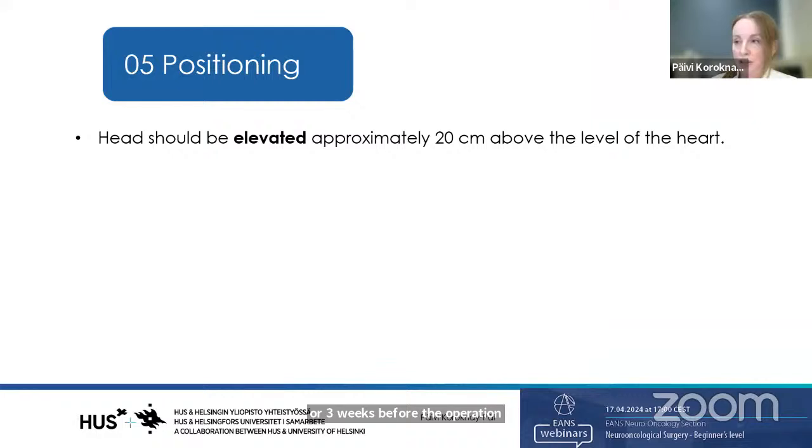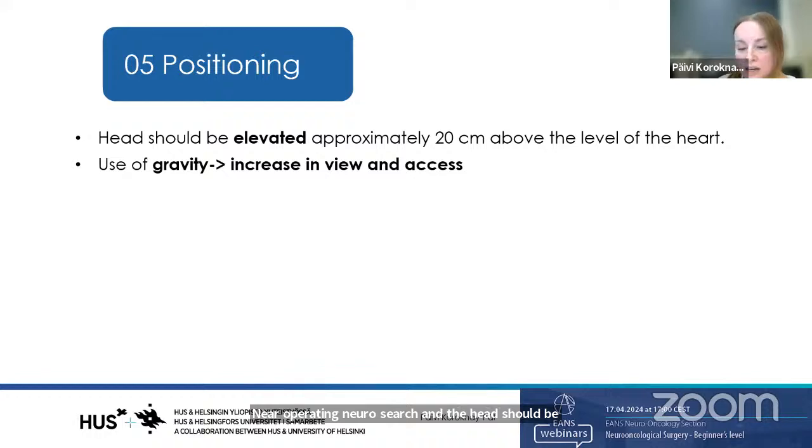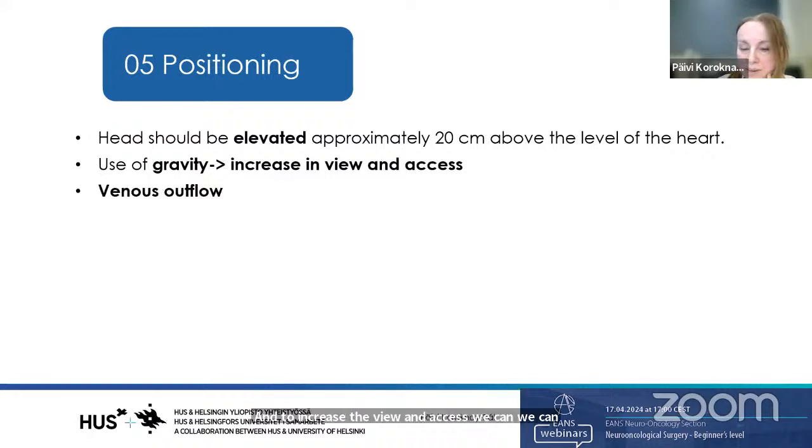And what about the positioning? Maybe one of the most crucial things, like during positioning, a comfortable and practical working position should be agreed by the neurosurgeon and also for the scrub nurse, so we can maximize the mobility of the operating neurosurgeon. The head should be elevated approximately 20 centimeters above the level of the heart, and to increase the view and access, we can use the help of gravity.